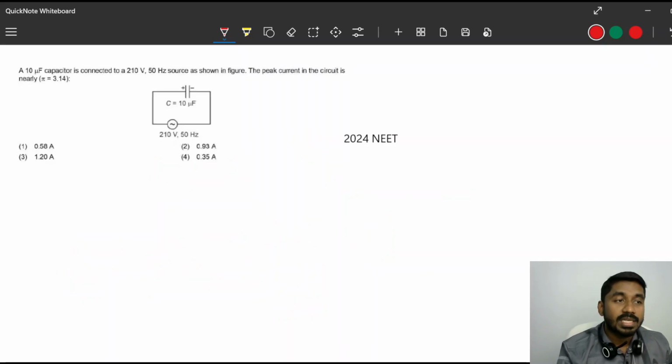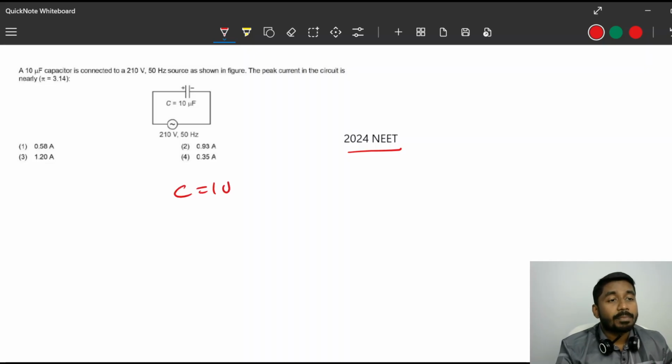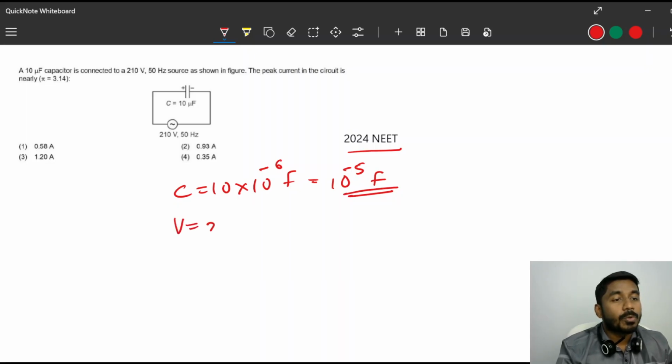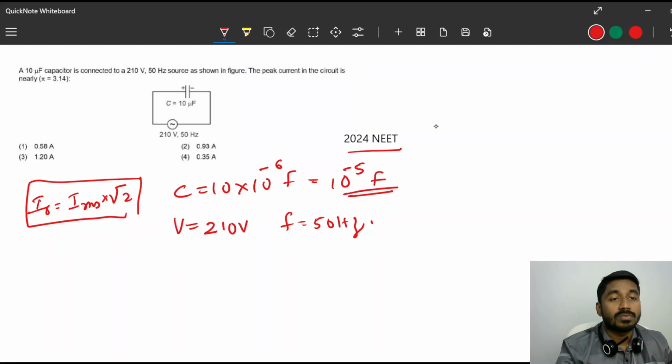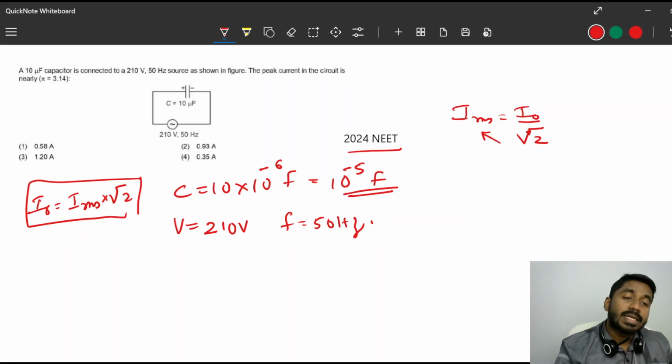Okay, let's move on to the next question. This is also a question asked in the 2024 NEET exam. A 10 microfarad capacitor, 10 into 10 raised to minus 6 farad, which is equal to 10 raised to minus 5 farad, is connected to a voltage of 210 volt. Its frequency is 50 hertz, as shown in the figure. They are asking for the peak current in the circuit, but we have to connect it with the RMS current. RMS current is equal to peak current divided by root 2, so peak current is equal to RMS current multiplied by root 2. I hope everyone knows this.